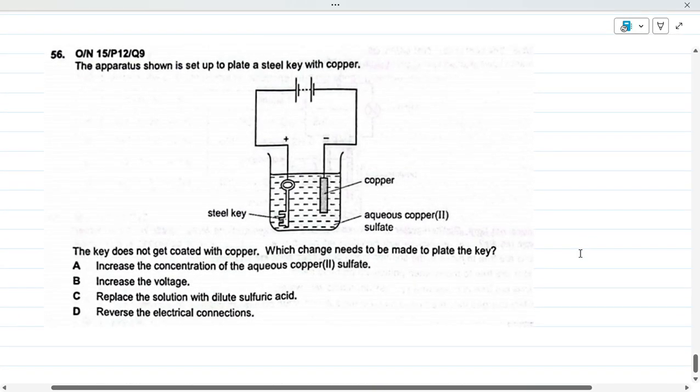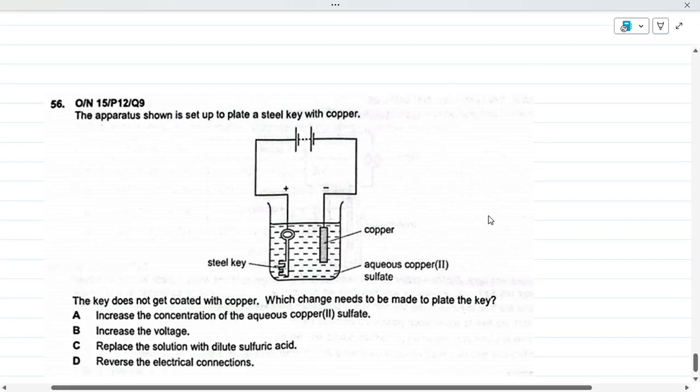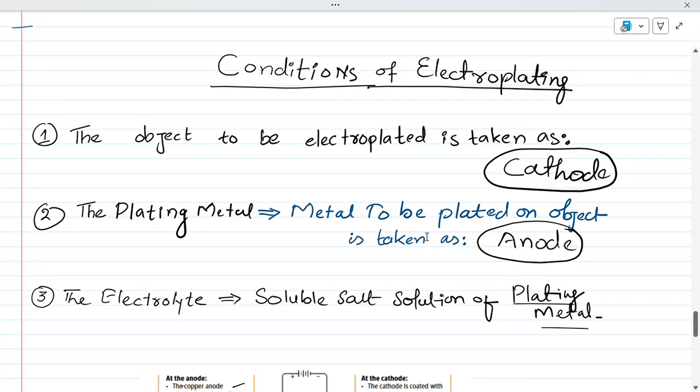You could be asked different questions related to electroplating. Like in this question, the apparatus shown is set up to plate a steel key with copper. In this diagram, the key is not coated with copper. Which change needs to be made to plate the key? If you recall the first rule of electroplating that we just discussed, the object to be electroplated is taken as the cathode. It cannot be the anode, because the anode is supposed to be the plating material that we need to plate on the object.